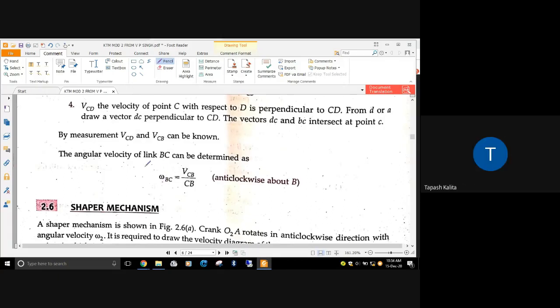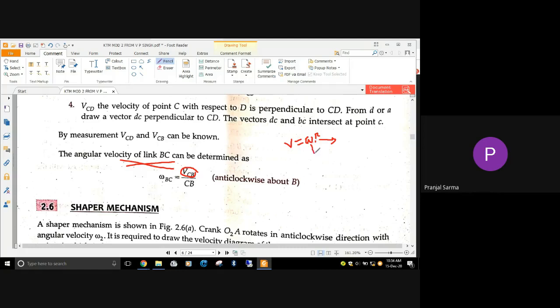Yes, sir. Similarly, that is about the rotational velocity. If you want to know the angular velocity of link BC, once again V equal to R omega is used, and PCB is now known from measurement. For omega BC or omega CB, we already know V equal to omega R, and here this R becomes the link length.